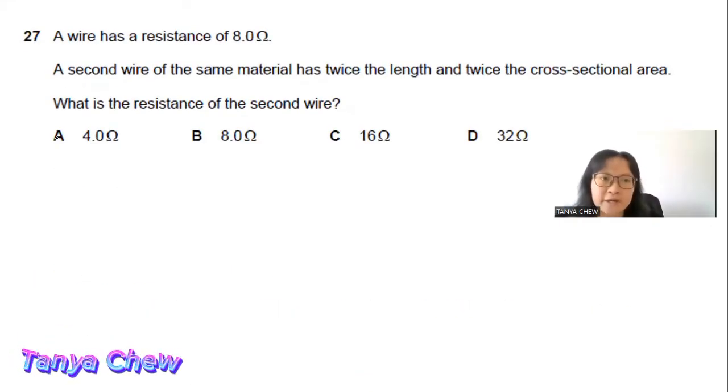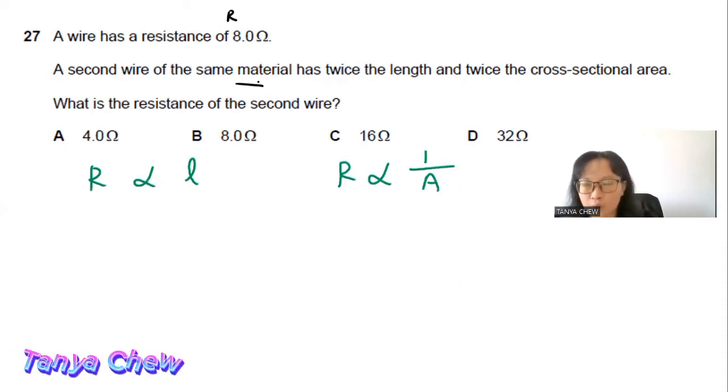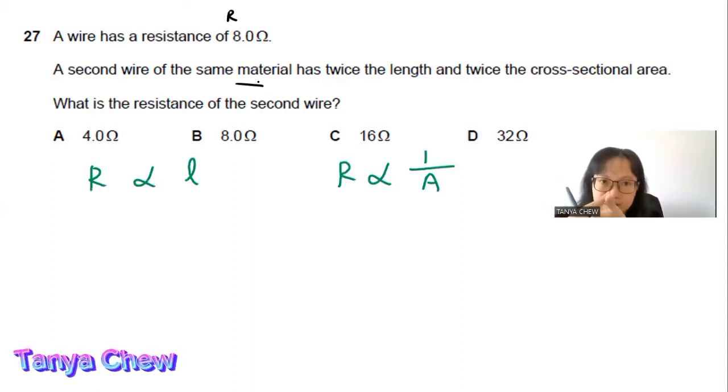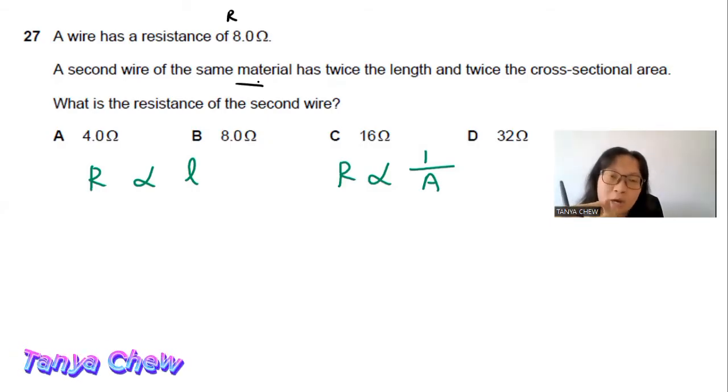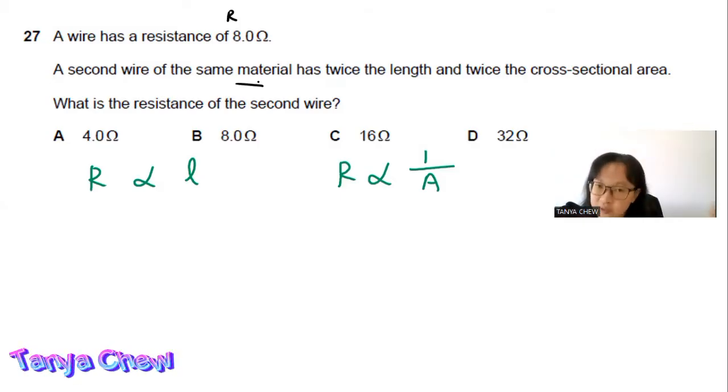Question number 27. A wire has a resistance of 8 ohm. A second wire of the same material has twice the length and twice the cross-sectional area. What is the resistance of the second wire? You have to recall the relationship between resistance and length and resistance and cross-sectional area. Resistance is directly proportional to length. That means the longer the length, the larger the resistance. But the resistance is inversely proportional to cross-sectional area. That means the larger the cross-sectional area of the wire, the resistance drops.